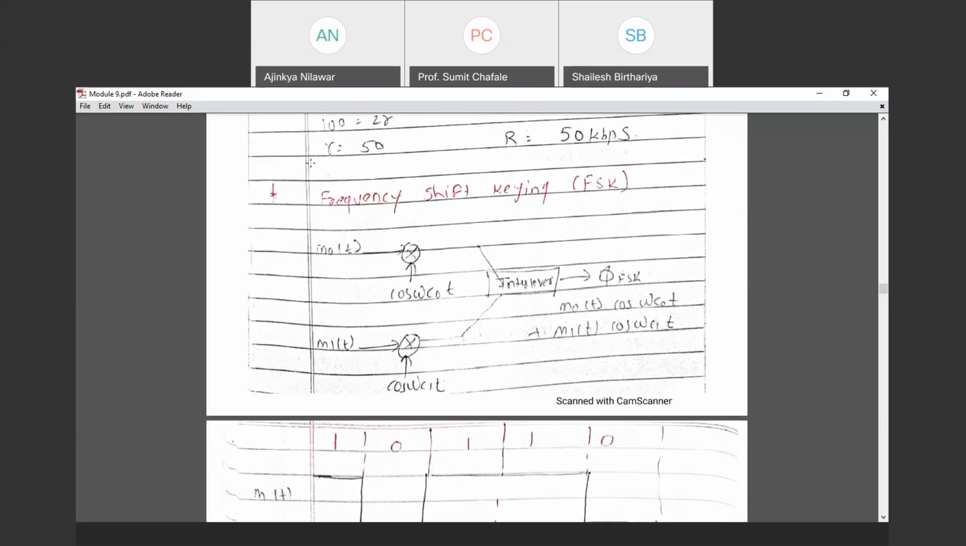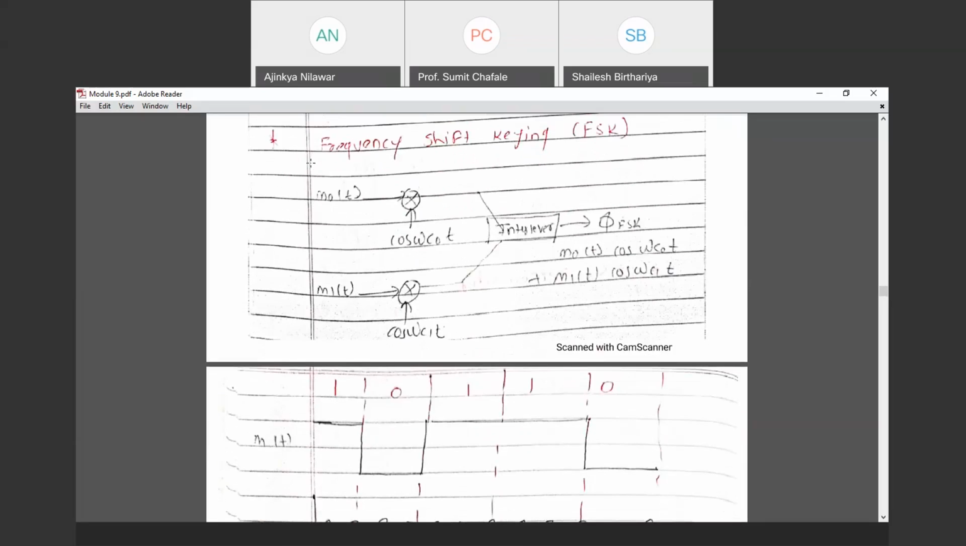Next is FSK. So what happens in ASK? Whenever data is zero, it gets multiplied by the carrier signal. If zero is multiplied by something, zero is the result. One multiplied by something, the carrier signal is there. So this is how the signals are generated.